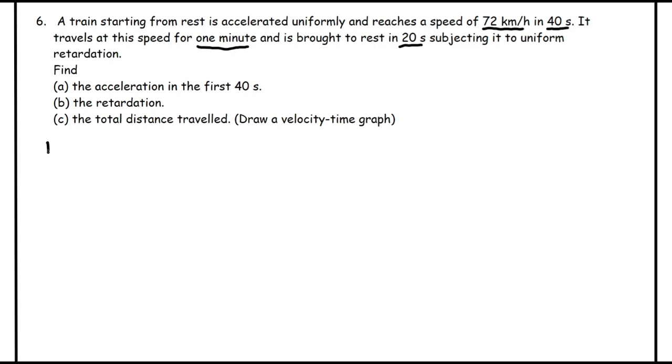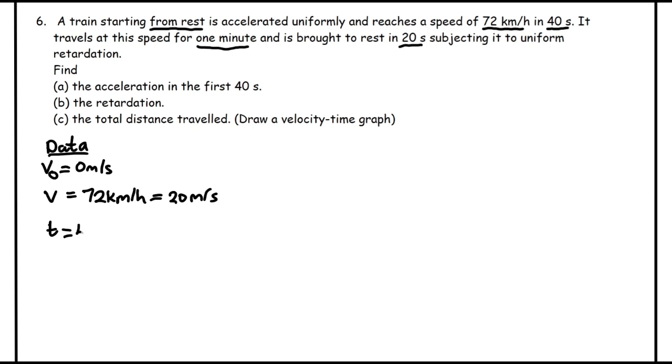Okay, so let's write down the given data. First of all, we know that it travels uniformly. So it starts from rest. That's another thing. If it starts from rest, it means that the initial velocity is 0 meters per second. The final velocity is 72 kilometers per hour, but you have to convert this to meters per second. Converting this to meters per second, it becomes 20 meters per second.